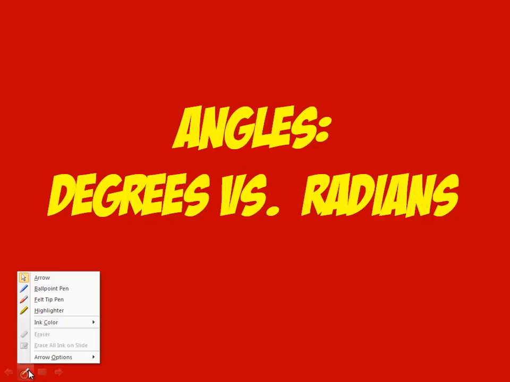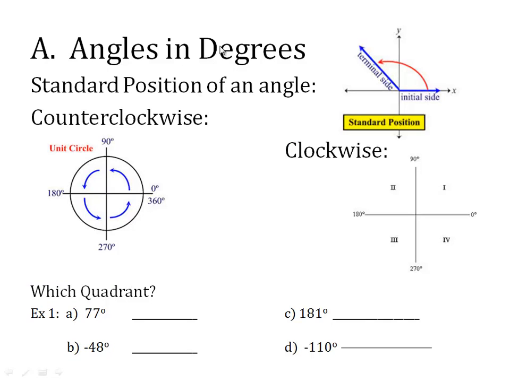Okay, this video is about angles, specifically differences between degrees and radians as we move into the trigonometry unit. Okay, so angles and degrees. So first thing you need to know is the position of an angle on your quadrants.